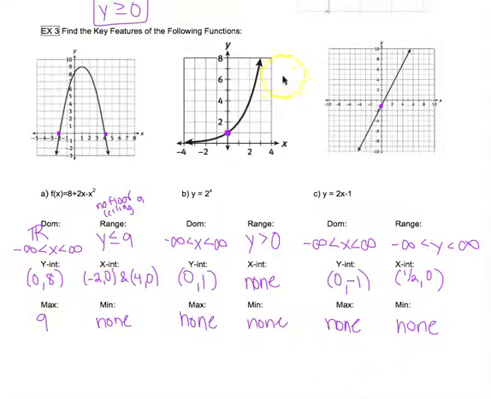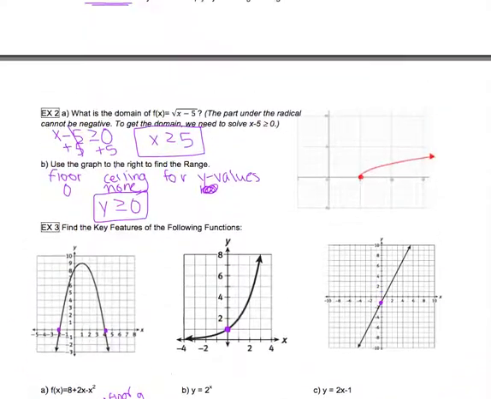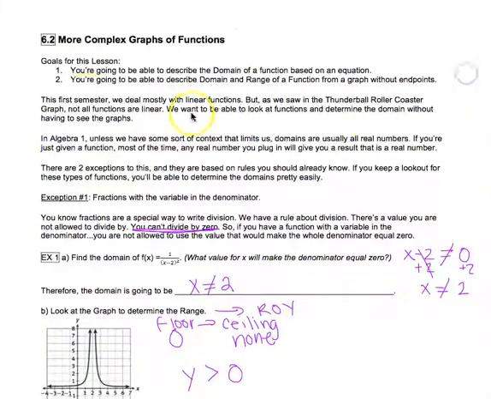So you can see when you've got arrows going both directions, up and down, what that does to our max and min. Here, I only had arrows in one direction, and so I had a max, but no min. All right, so hopefully you understand the two exceptions and you've gotten some more practice with those key features.